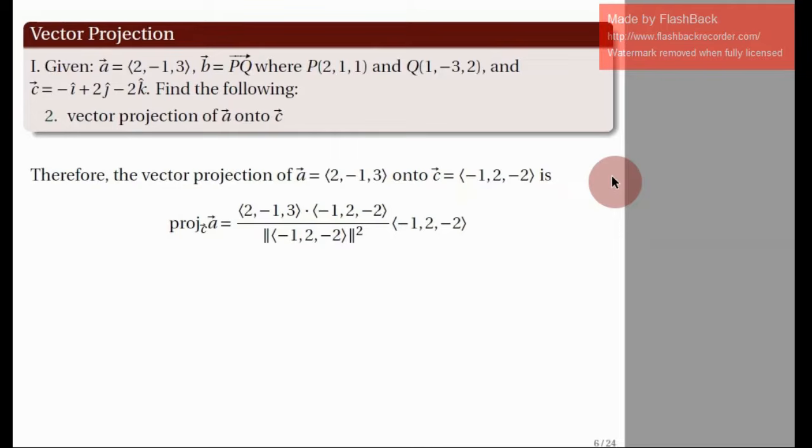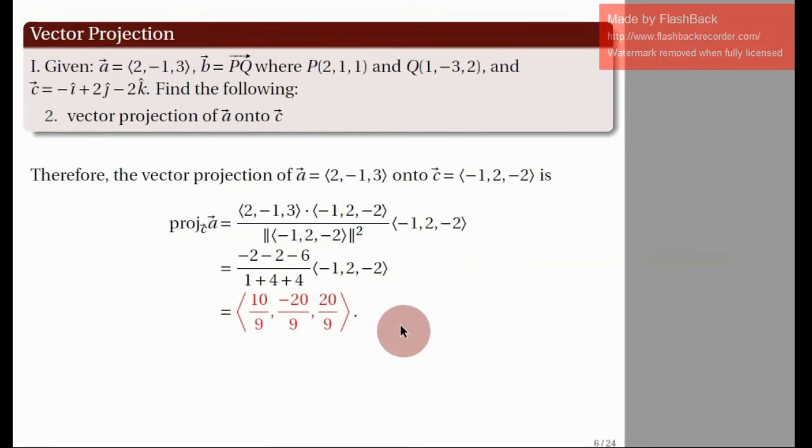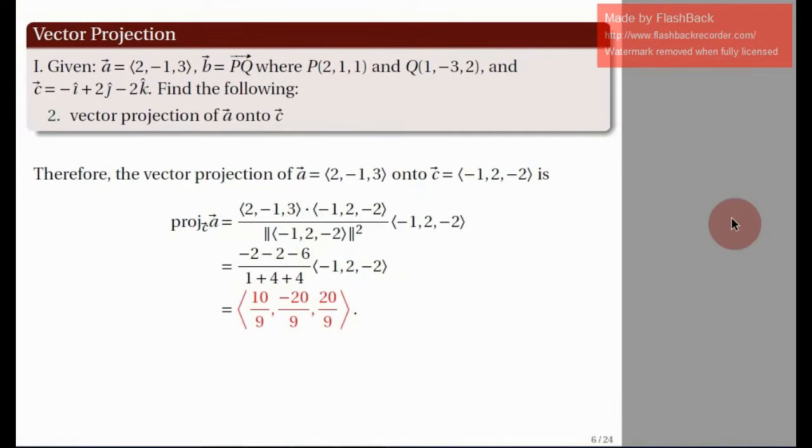Just like in the previous item, we know how to get the dot product and the norm. This one is the square of the norm, so you just remove the square root because of the square and multiply to your vector C. And simplifying, we get this vector. And so we have the vector projection of vector A onto vector C.